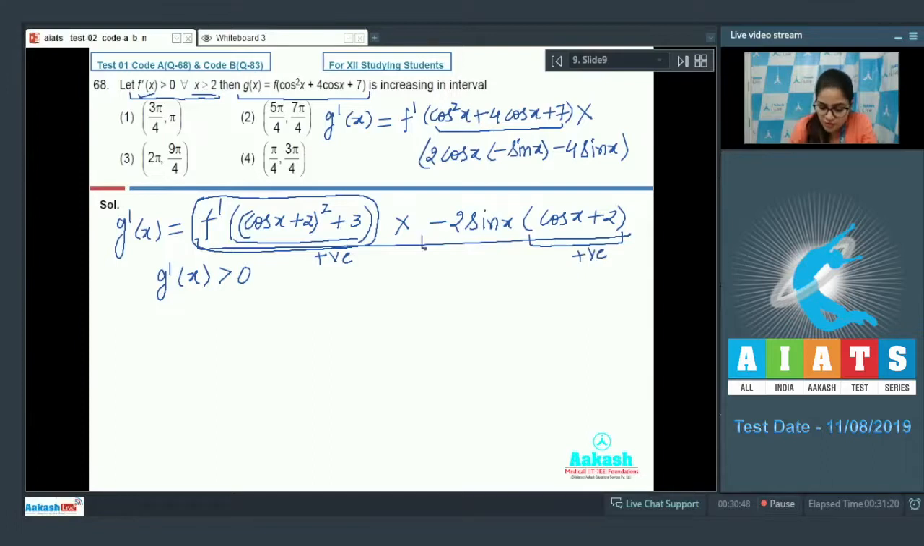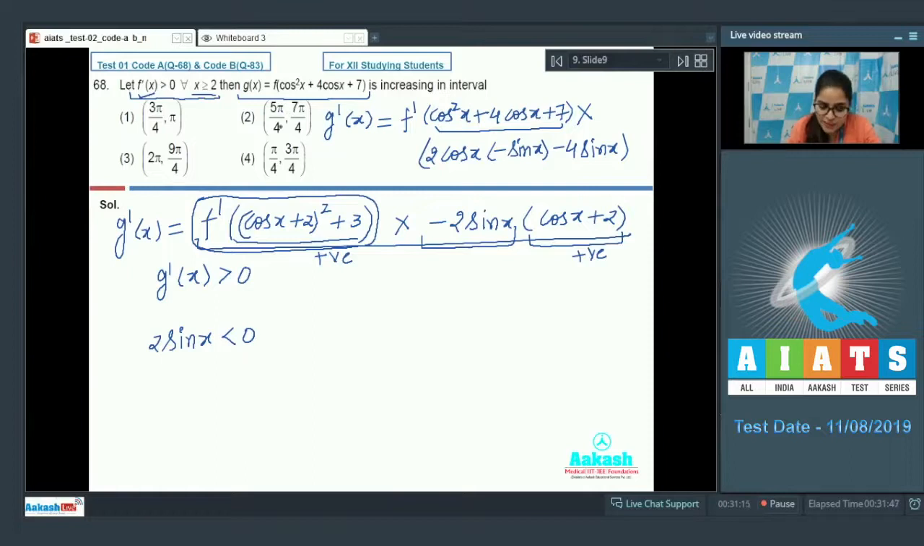So for -2 sin x, 2 sin x should be negative for g dash x positive. So by observing all your options, you can tell your answers. Sin x should be negative. So in 3 pi by 4 to 2 pi, this falls in the second quadrant where sin x is positive. So this is not your answer.